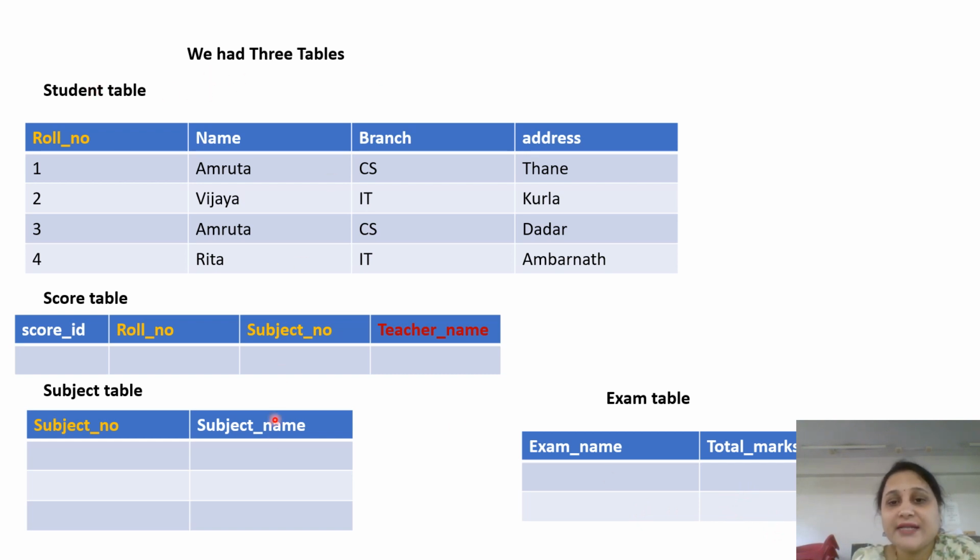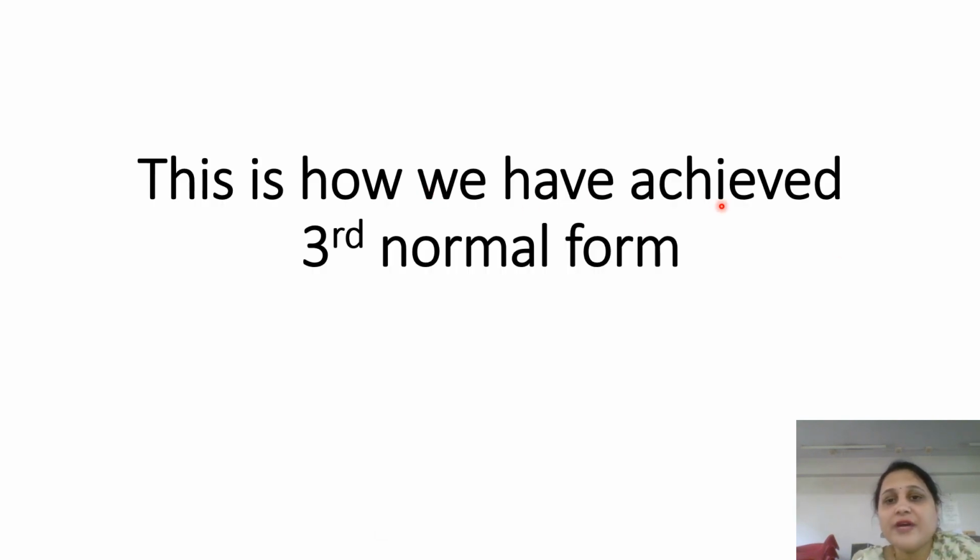So initially we had three tables, and now we have created the exam table, and with this you can observe we have achieved our third normal form. This is how we have achieved the third normal form. I hope you have understood the third normal form. We did first normal form, second normal form, and third normal form.